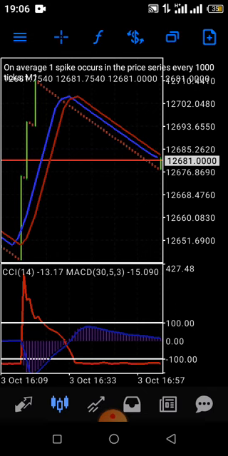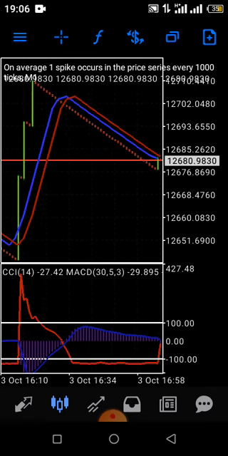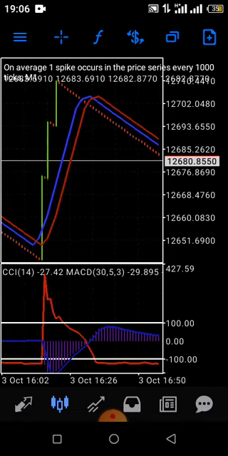So we'll look at the entry for our trade. What are the conditions for us to buy? This is Boom, you are having Boom 1000 and you want to trade it.